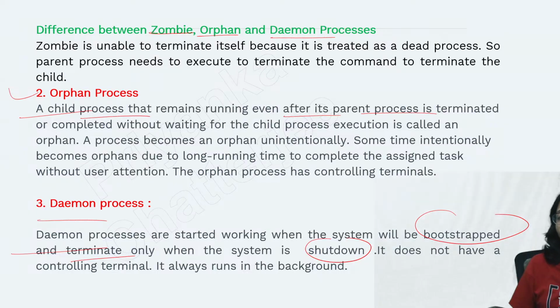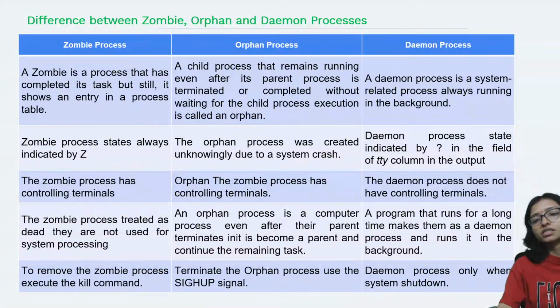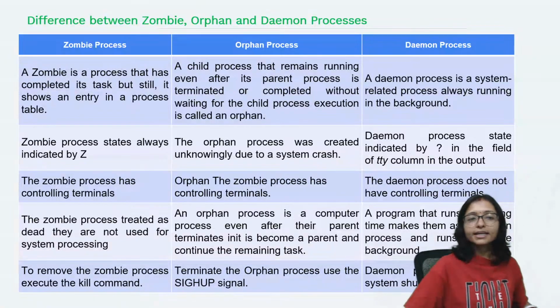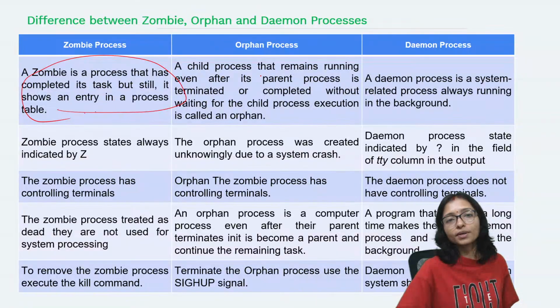The orphan process and daemon process, you understand? Now the next one is the zombie process. Just now I told you the difference between zombie, orphan and daemon, which is the most important difference. The zombie process has completed the task but till now its entry is there in the table. This is called zombie. It has completed the task but the entry is still there in the table. The orphan is where the child remains running but the parent is not there.